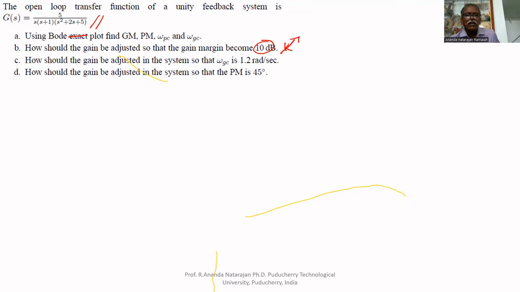Another, how should the gain be adjusted? We have to adjust K so that the gain crossover frequency is 1.2 radians per second. How should the gain be adjusted in the system so that phase margin is 45 degrees? How to adjust K? So we have to find the 3 Ks.